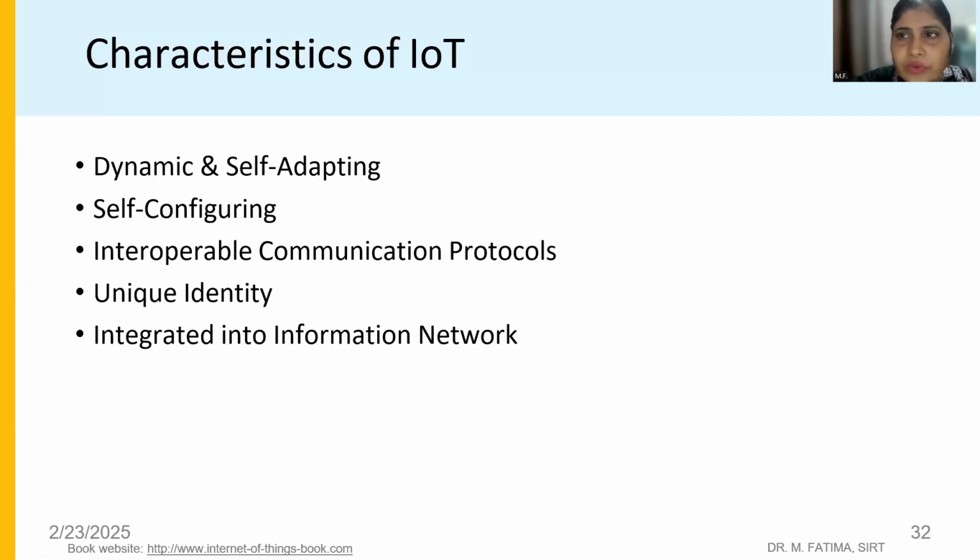The characteristics of IoT are dynamic and self-adapting. If some change goes on, the IoT device must be able to adapt to it. It should be a self-configurable device. A different unique identity will be provided to all the IoT devices. Interoperable communication protocols are required, and it is integrated into the information network.